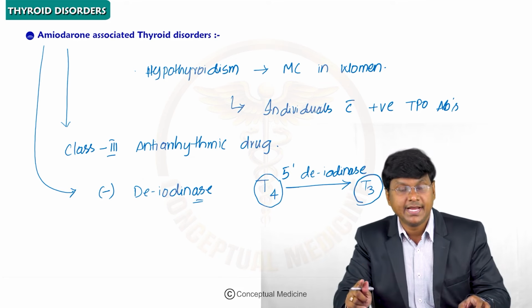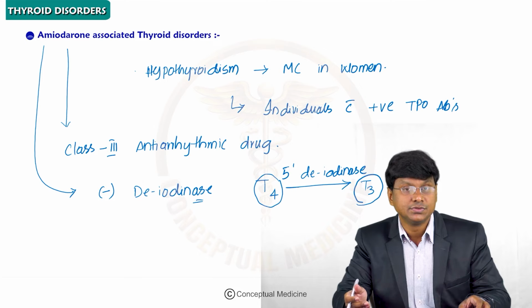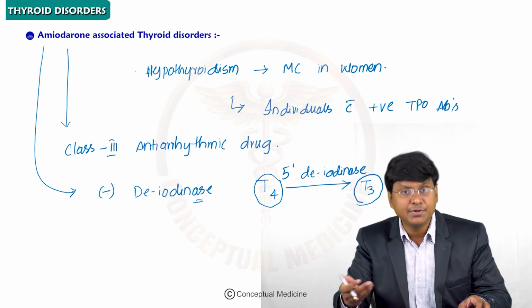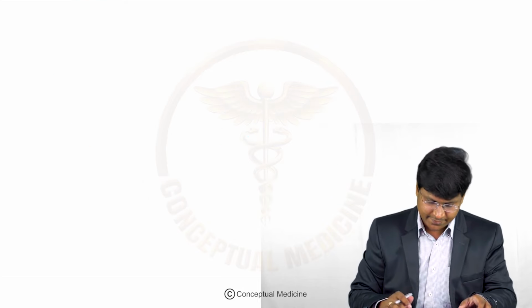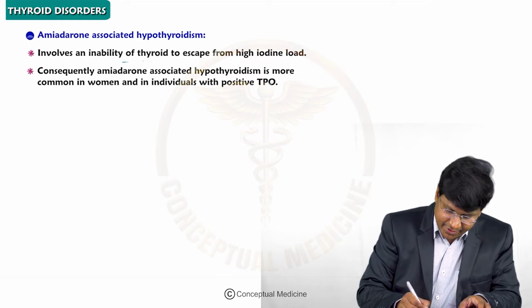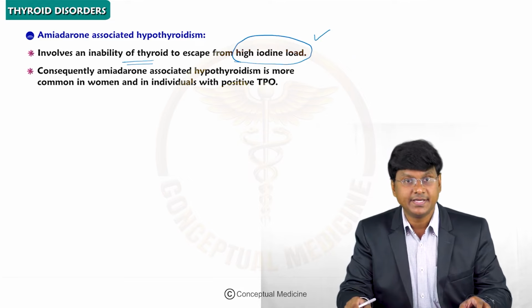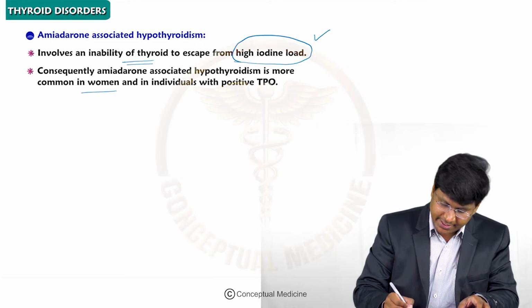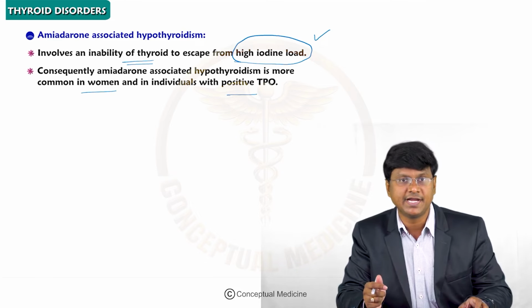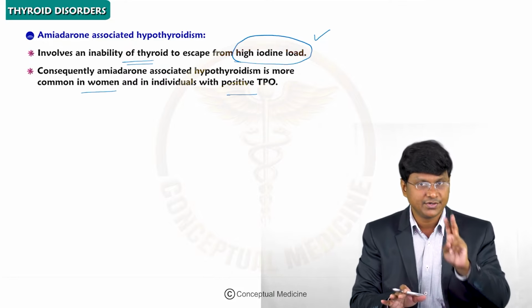That is one mechanism. Another mechanism for the development of amiodarone-induced hypothyroidism is that amiodarone will cause thyroid hormone to be unable to escape from the follicular cells. So, amiodarone-associated hypothyroidism involves an inability of the thyroid to escape from the high iodine load. Consequently, it is more common in women and in individuals with positive TPO antibodies. This I have already discussed. So, to summarize the mechanism of amiodarone-induced hypothyroidism, we have two mechanisms.